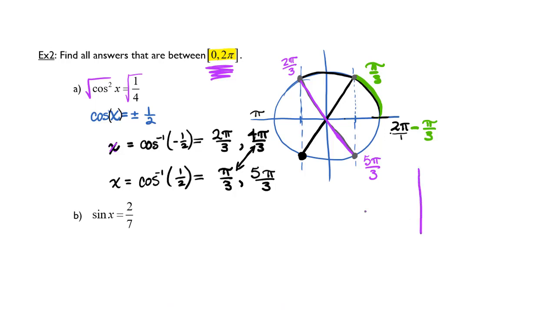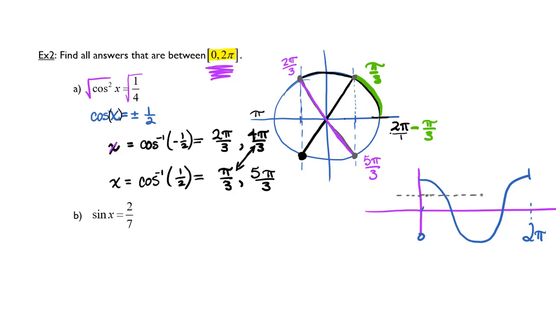So let's think about it as an actual equation or function on an xy axis. We have cosine for an interval between 0 and 2 pi. And now we're looking for values that are equal to 1/2 and values that are equal to -1/2. And you can see again that there are 4 places where that occurs.